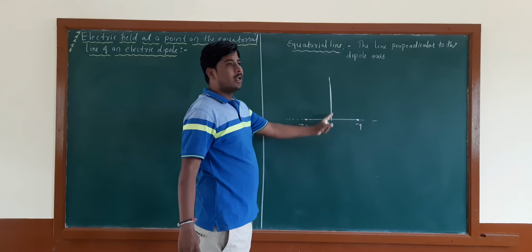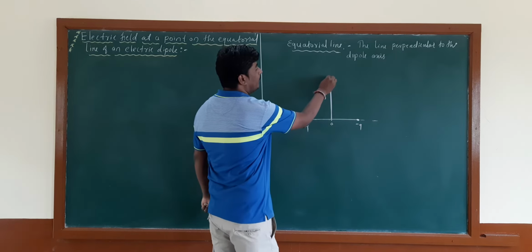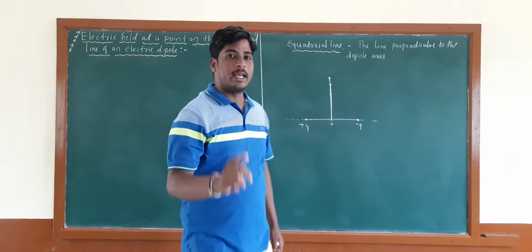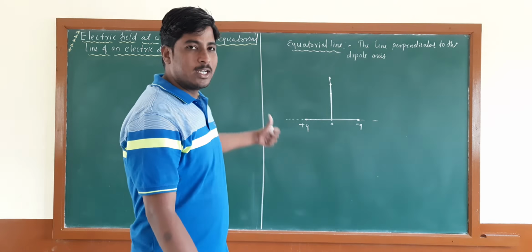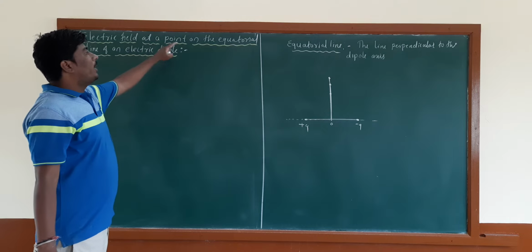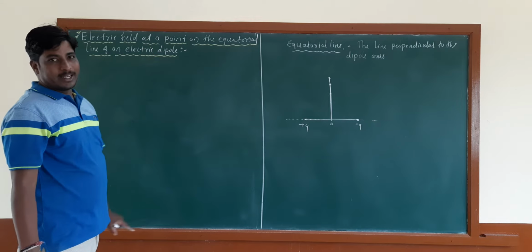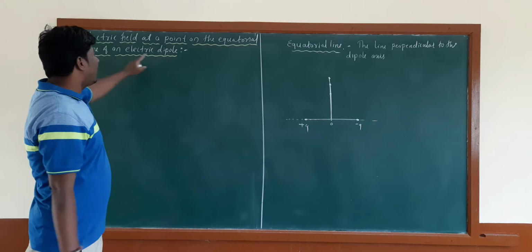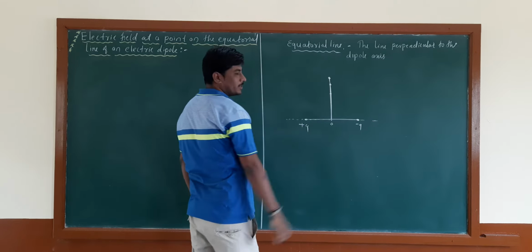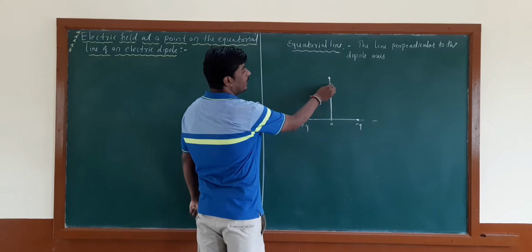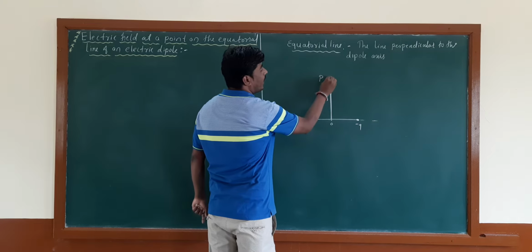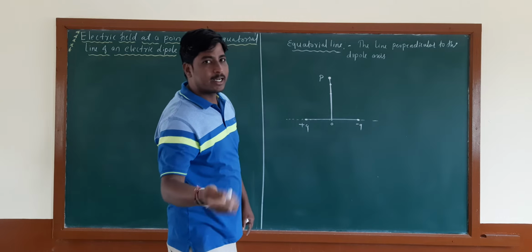So this is the equatorial line, and at any point on this equatorial line, we will find the electric field. In today's class, we are going to find the electric field at a point on the equatorial line of an electric dipole. I can find the electric field at this point, or at this point. So this is the point P where we are going to find the electric field.